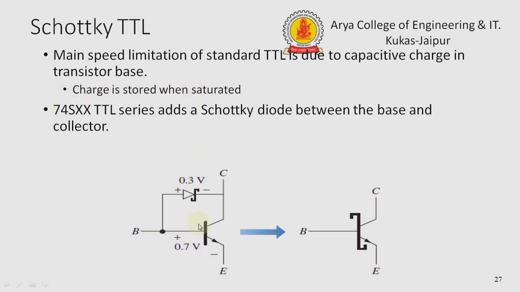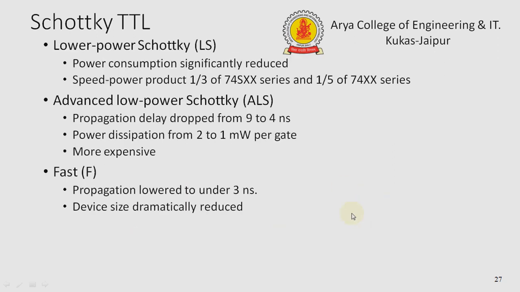This shows the Schottky TTL diagram. Here a Schottky diode is used between the collector and base. So the Schottky transistor symbol, or Schottky TTL symbol, is like this, and when low power Schottky is used, the power consumption is significantly reduced and the speed-power product is 1/3 of the 74SXX series and 1/5 of the 74XX series.